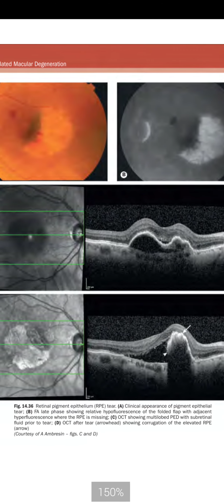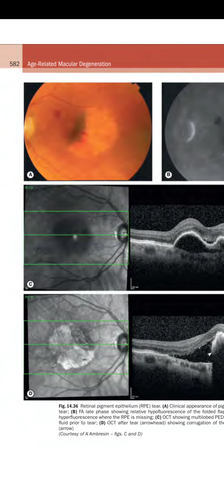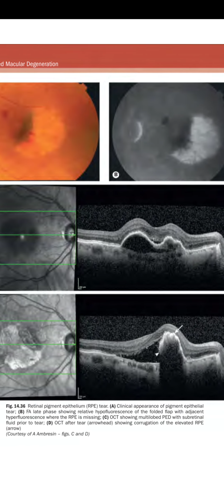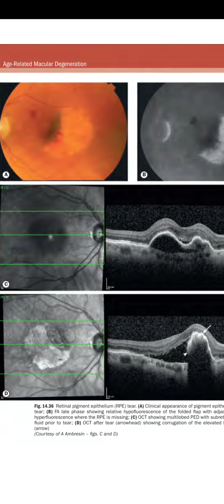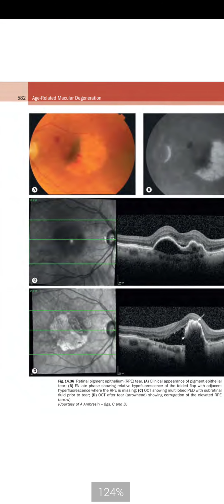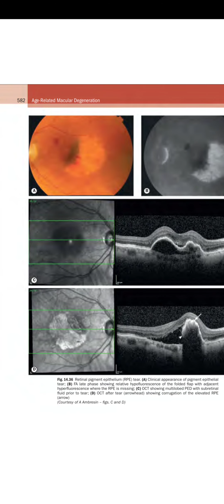A is showing the clinical appearance. You can see that there is a pale area and a darker area, and B is showing the hyperfluorescence area, where the folded RPE is present. FA late phase shows relative hypofluorescence of the folded flap with adjacent hyperfluorescence where RPE is missing.